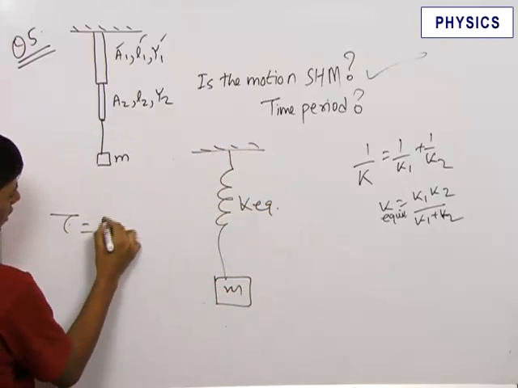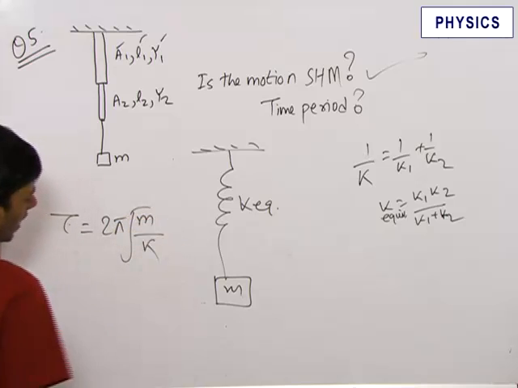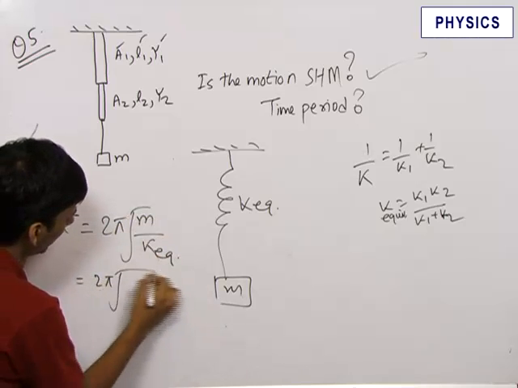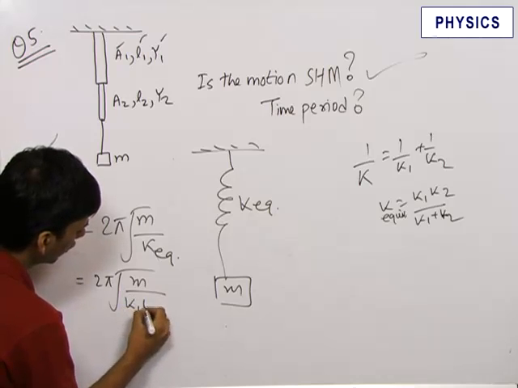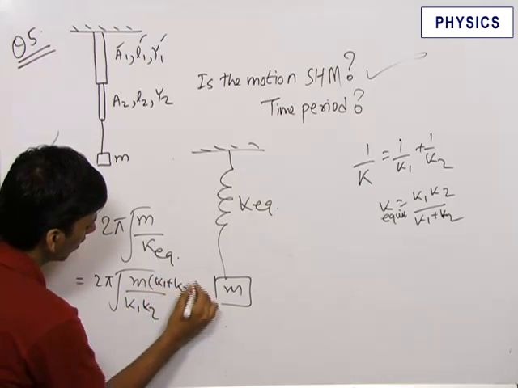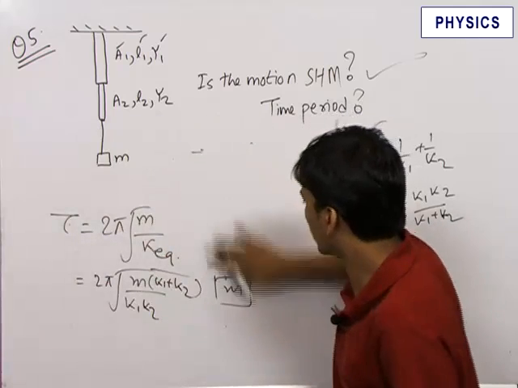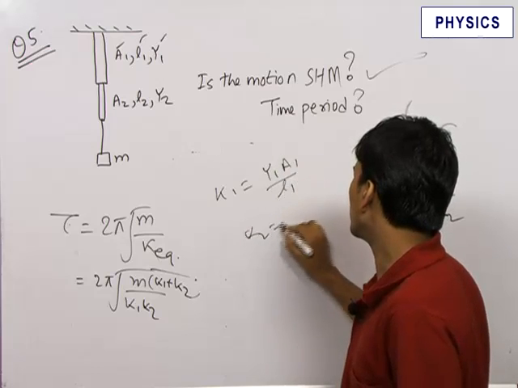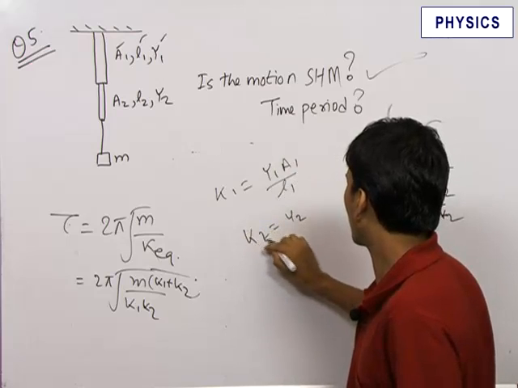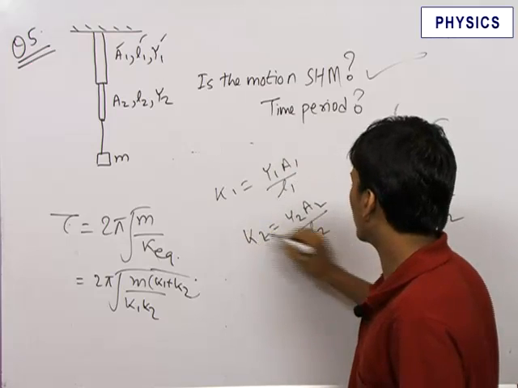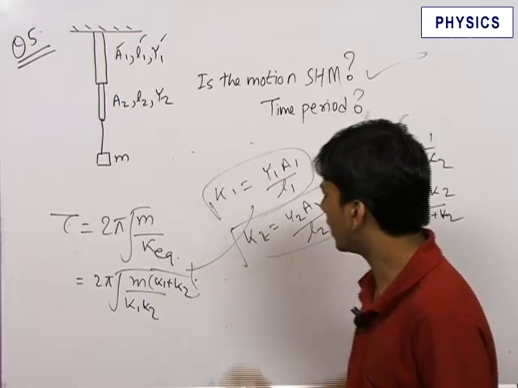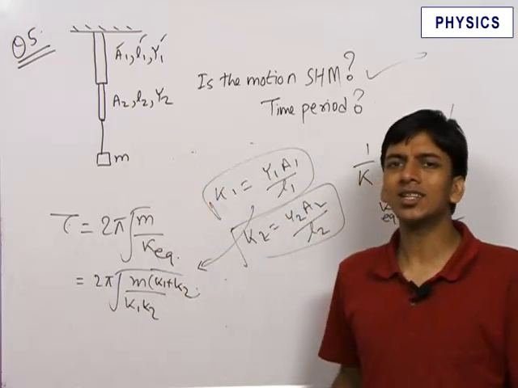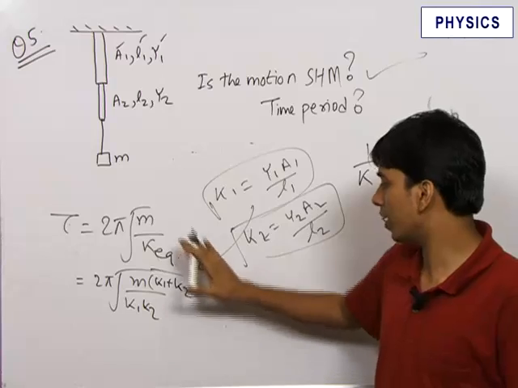The time period of this is 2 pi root over M by K. As we already know, this is K equivalent. Therefore this is equal to 2 pi root over M upon K1 K2 into K1 plus K2, where K1 is equal to Y1 A1 upon L1 and K2 is equal to Y2 A2 upon L2. So we feed in the values here to get the final answer for the time period of the motion of the block. This is the simplest and the best solution for this question. You should do it this way.